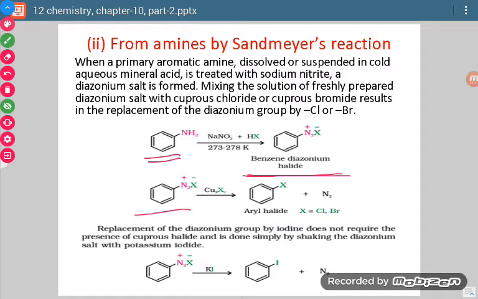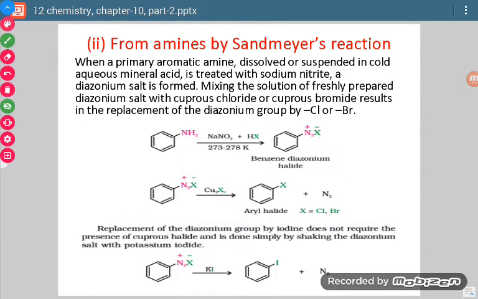Now whichever halo group we have taken, a similar compound with copper will be taken. If I have taken benzene diazonium chloride, then I have to take cuprous chloride. If I have taken benzene diazonium bromide, then I have to take cuprous bromide. So this X should be the same. Then this benzene diazonium halide will form aryl halide, and that halo group, which is common in both, will get attached, and nitrogen will be liberated as gas.